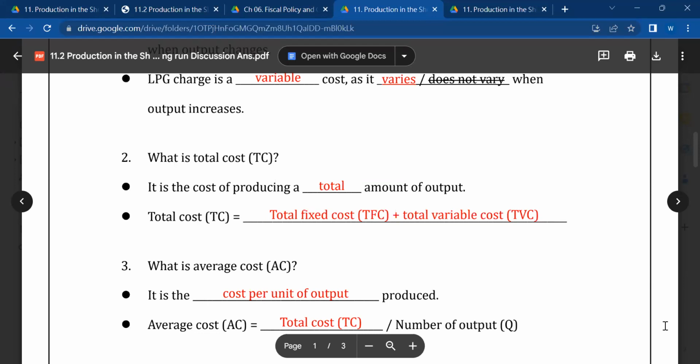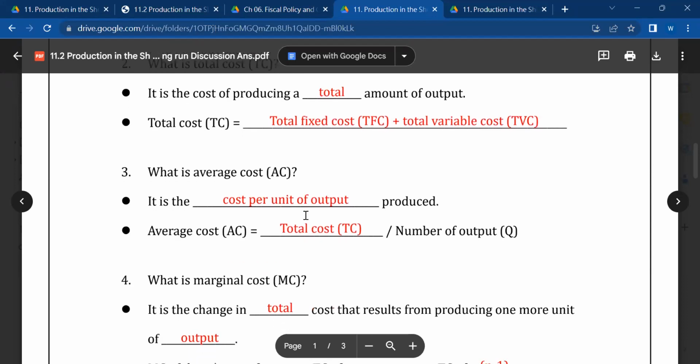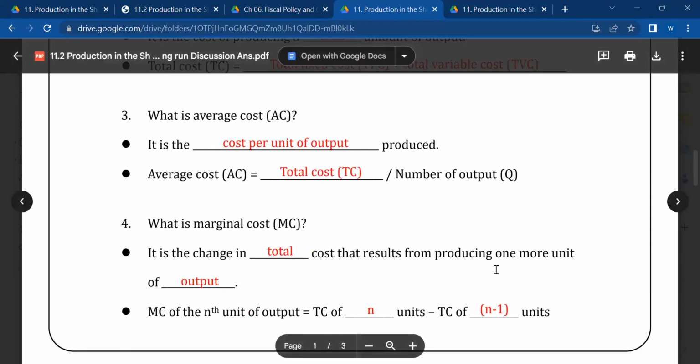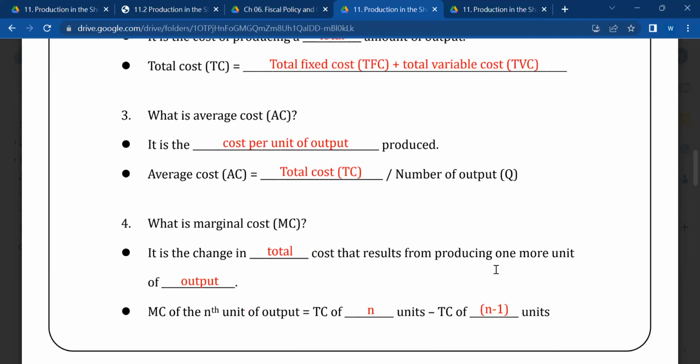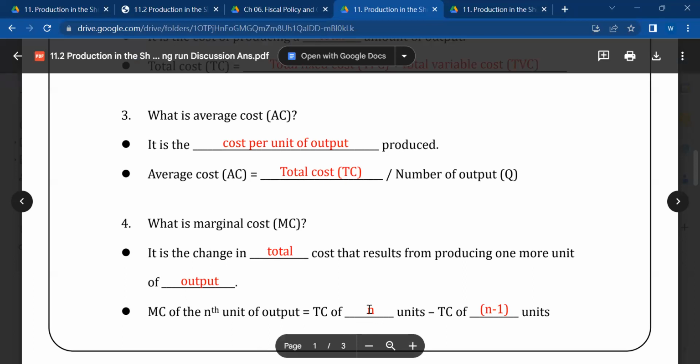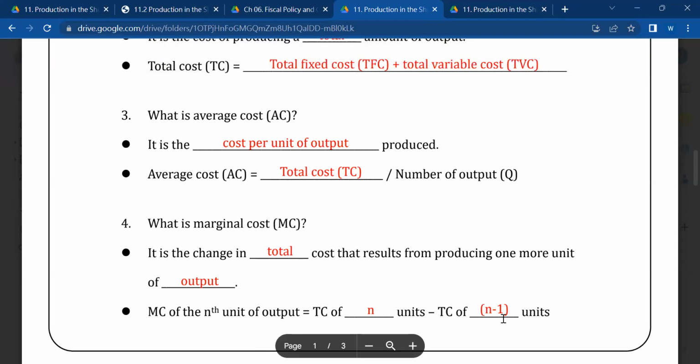And last but not least, it's about the marginal cost. It is the change in total cost resulting from producing one more unit of output. When we produce one more unit of output, we look at the change in total cost. So the equation is the total cost of this unit minus the total cost of the last unit. That's why it is n minus 1, that is the last unit. Okay, please write down the equation here, as a revision.